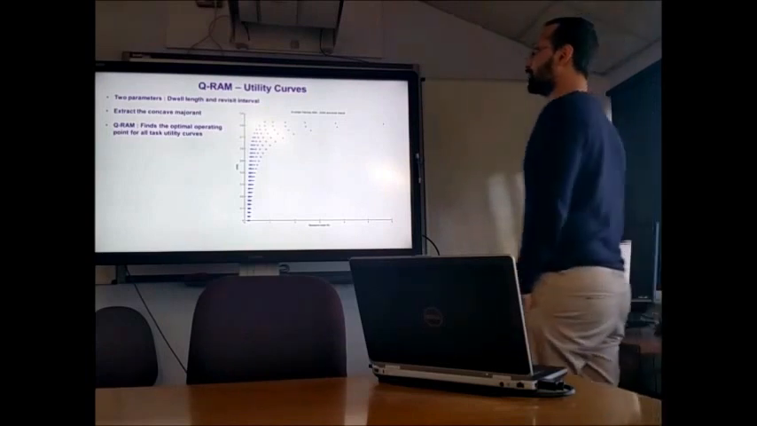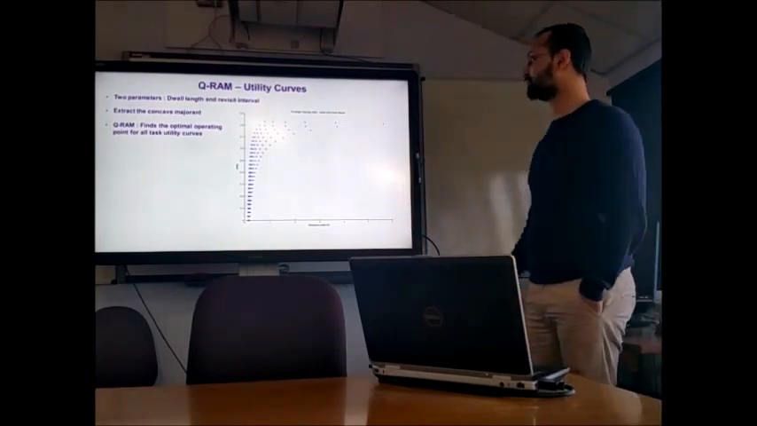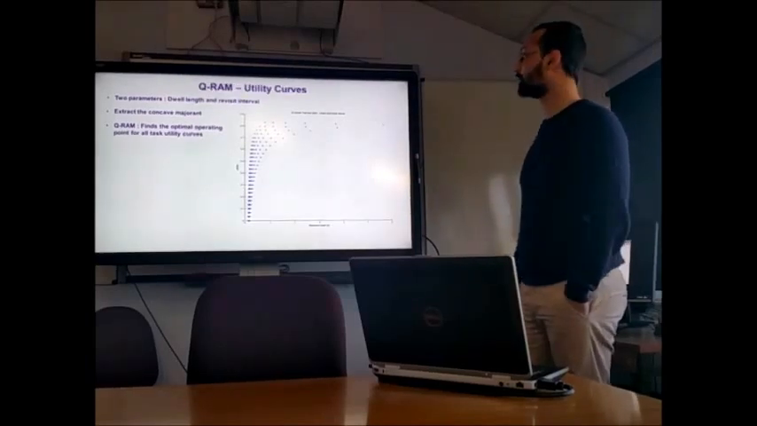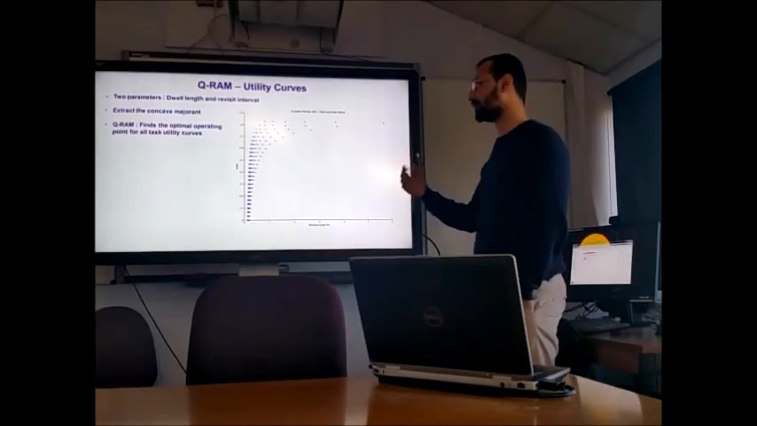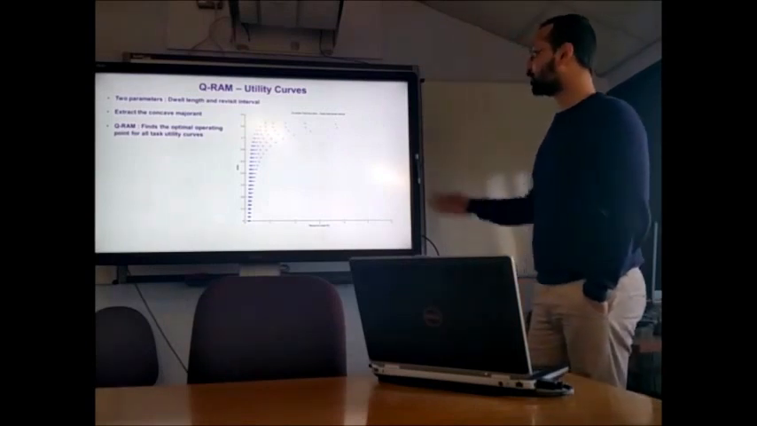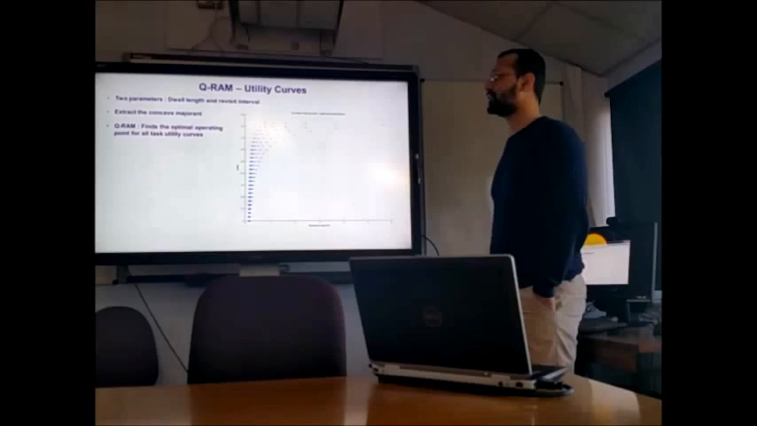So here you can see the intricate workings of QRAM itself. What this graph is showing is the amount of resource used per utility, for example, for tracking tasks. We'll have these types of utility curves for all the tasks available, so it can be 50, 100, 200. This one is defined using dwell length and revisit interval.